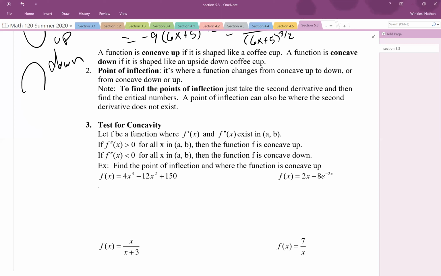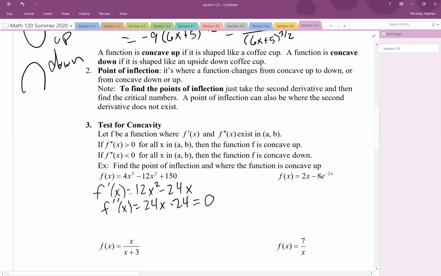So we're told, find the point of inflection and where the function is concave up. To do any of that, we need our second derivative. F prime of x is 12x squared minus 24x. F double prime of x is 24x minus 24. So that is our second derivative. We're going to set that equal to 0. So 24x equals 24. X equals 1. X equals 1 is our only point of inflection that we can have.